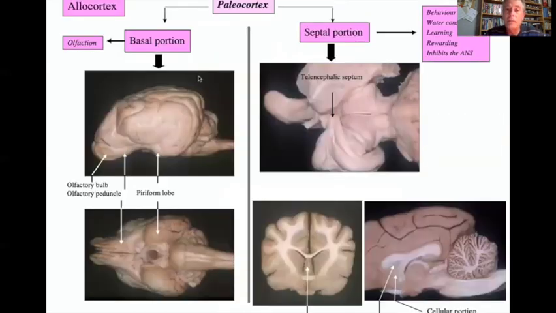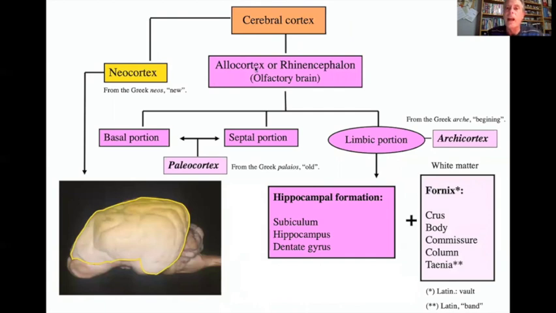So now we jump to the allocortex or rhinencephalon, the olfactory brain, okay? Now we have studied the neocortex. Now we have to jump to this other cortex. It is also named rhinencephalon because it's deeply related to olfaction, right? And this allocortex is divided in a paleocortex and archicortex. The paleocortex with a basal portion and a septal portion, and the archicortex with the limbic portion, right?